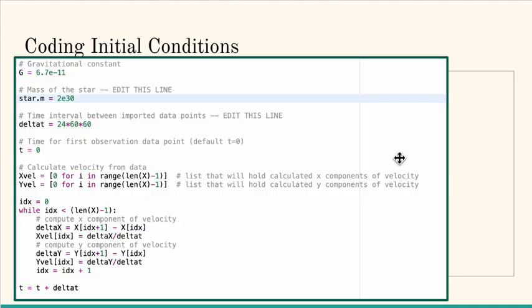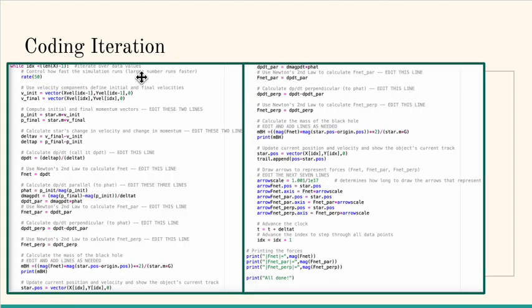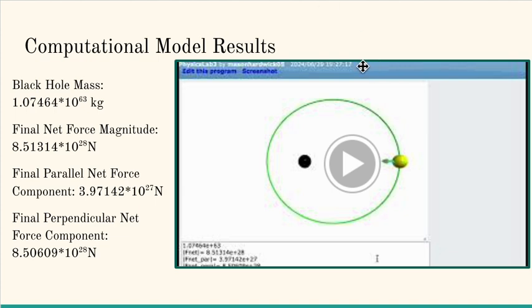So the initial conditions for the code of the first system with the star and the black hole are given here. We iterated through the orbit of the star around the black hole, updating the position, velocity, and momentum over time as the star orbited around the black hole. And so we use that to find the net force, and we use the net force to then find the mass of the black hole. And the mass of the black hole that we found was 1.07464 times 10 to the 63rd kilograms.